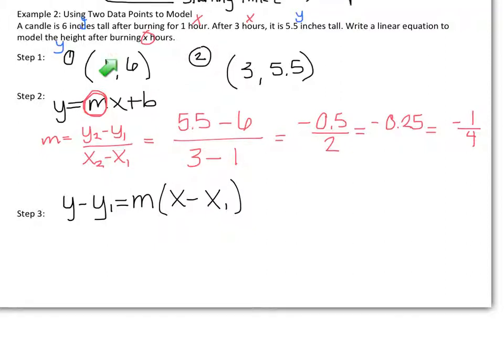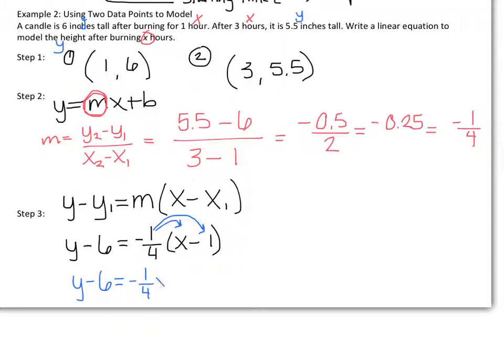And you can use either of these points. That one has a decimal, so that's weird. So I want to use this one when I plug in. I'll put the 1 down here for x1 and the 6 down here for y1. So we get y minus 6 equals our slope, negative 1/4, times x minus 1. From there, we'll simplify and distribute. Y minus 6 equals negative 1/4 x plus 1/4.